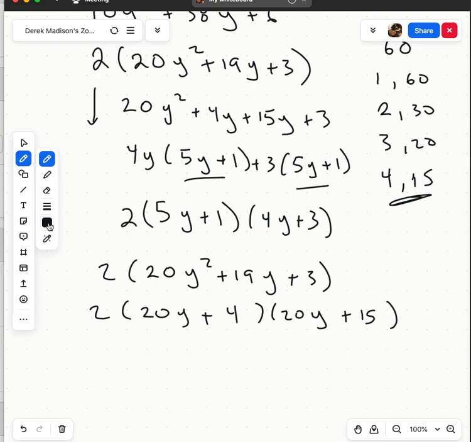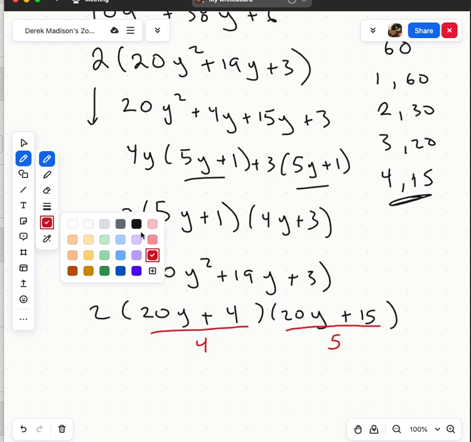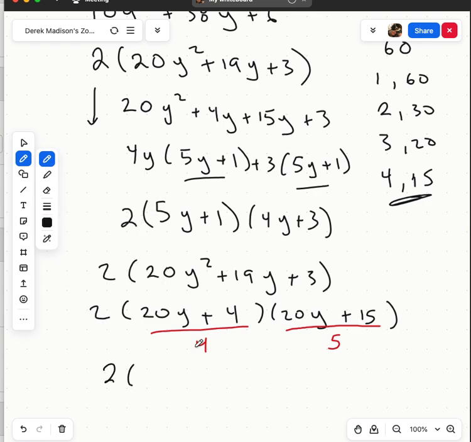And then because I have an extra 20 roaming around in there, I need to divide out the common factor in each of these terms here. So on this side, 20 and 4, I can reduce out of 4. And on this side, 20 and 15, I can reduce out of 5, and that 4 times 5, that's the extra 20. So 4 goes into 20y 5 times, 4 goes into 4 once, so there's that factor, and 5 goes into 20y 4 times, and 5 goes into 15 3 times.